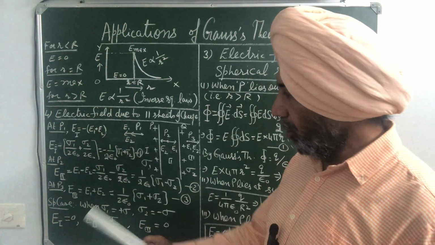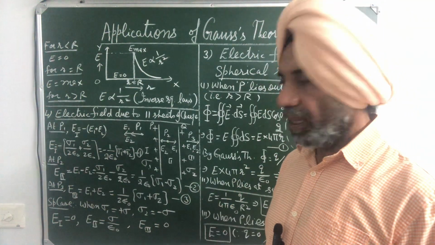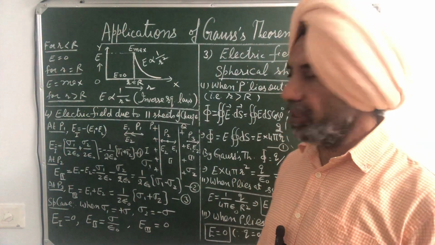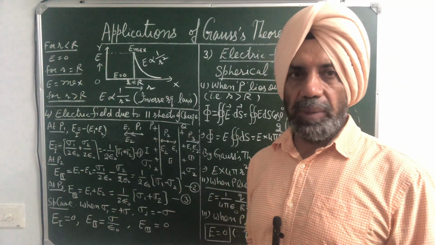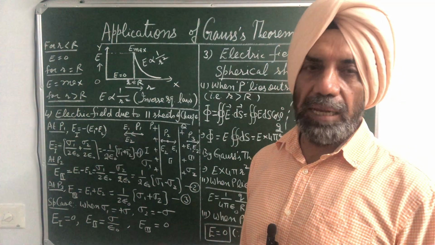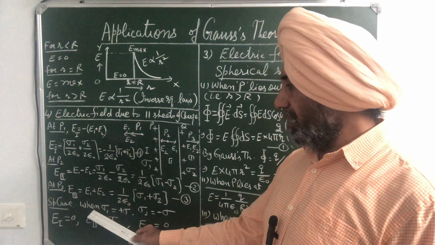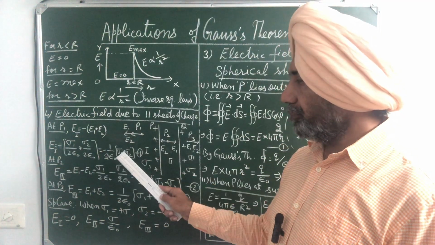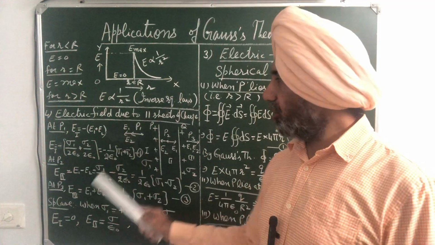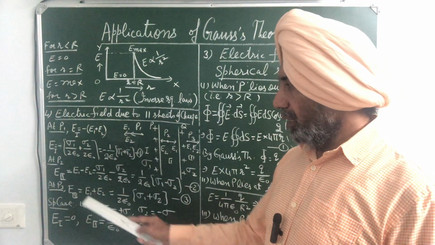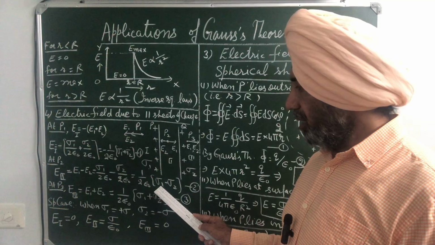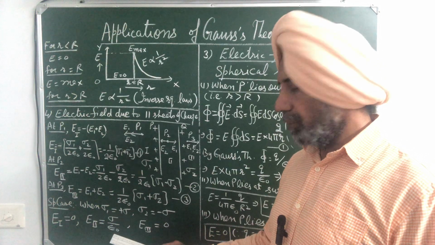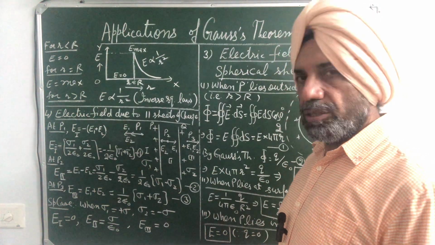Now, special case. When sigma 1 is equal to plus sigma and sigma 2 is equal to minus sigma, as in the case of a capacitor. In the next chapter, in a capacitor we take one positive plate and another negative plate of the same surface charge density. If sigma 1 is plus sigma and sigma 2 is minus sigma, then E1 will be equal to 0, because sigma minus sigma is 0. E2 will be equal to sigma plus sigma, 2 sigma, 2 cancels, so it will be sigma upon epsilon naught. E3 will be equal to 0.